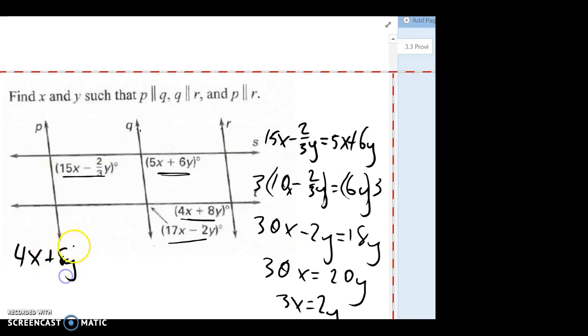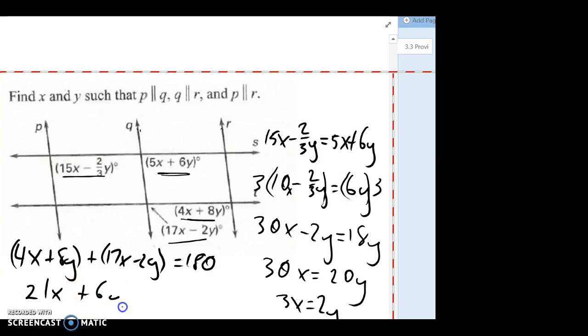So I do 4x plus 8y plus 17x minus 2y equals 180. Okay, so that sets me up here. If I combine my terms, I get 21x plus 6y equals 180. And 3 goes into all three of those terms. So I'm going to divide through by 3, so I end up with 7x plus 2y equals 60.